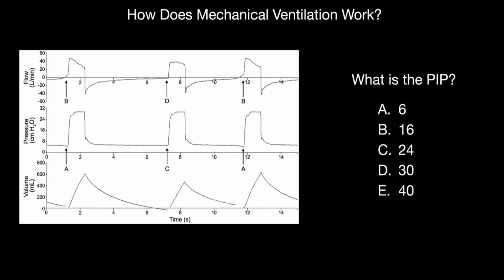So, how does mechanical ventilation work? What is the PIP? What is the peak inspiratory pressure of this patient? Here we have, these are called flow diagrams. This is time, and on this axis, the y-axis, we have volume here, pressure here, flow here. So what is the PIP? What is the peak inspiratory pressure for this patient?